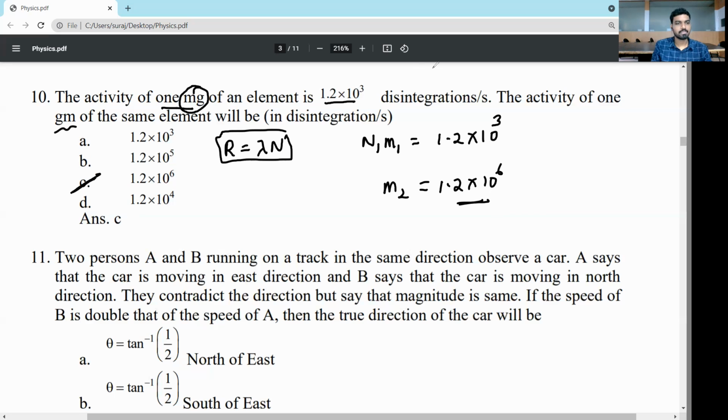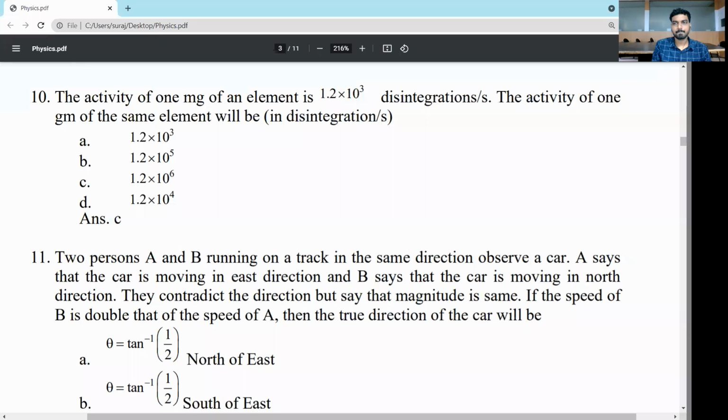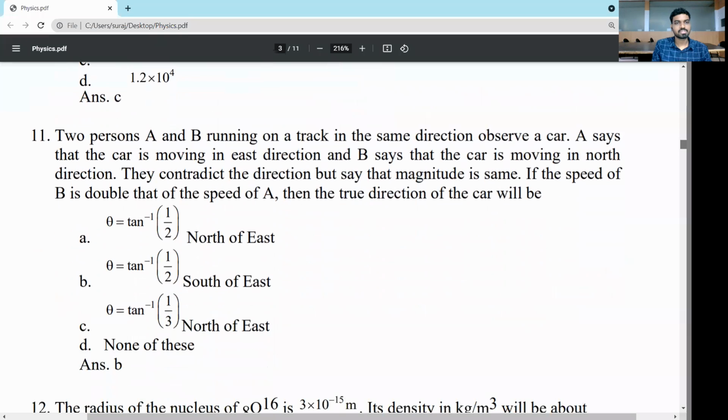Next, question number 11. What is given here? Two persons A and B running on a track in the same direction observe a car. A says that the car is moving in east direction and B says the car is moving in north direction. They contradict in direction but say the magnitude is the same. If the speed of B is double the speed of A, the true direction of the car will be.